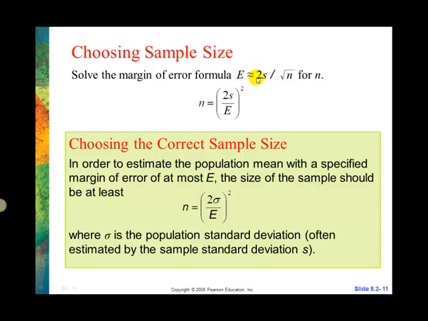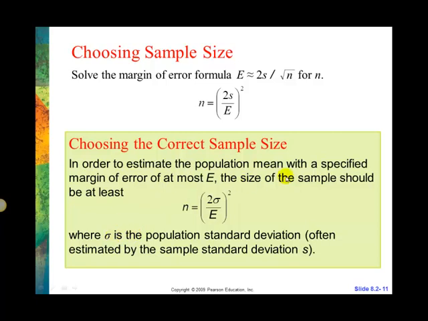We take this formula, E is equal to 2 times standard deviation divided by the square root of n, and we solve for n. Well, that means first we're going to multiply both sides by the square root of n, then we're going to divide by E. Then to get n alone, to get out of the square root, we square both sides. So we have 2 times the standard deviation divided by our error, squared, and that will give us how many people we should survey.